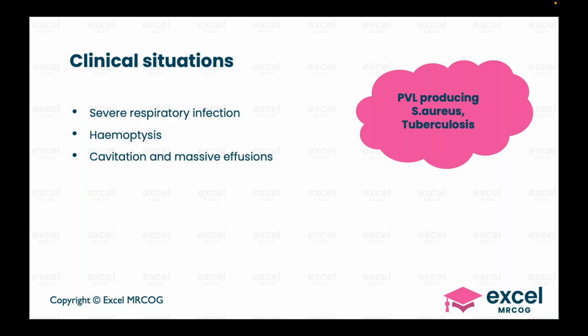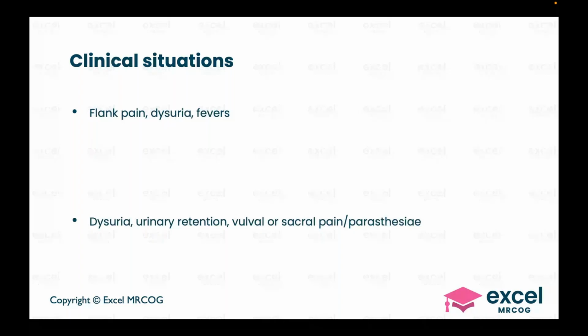PVL producing. So remember, PVL producing Staphylococcus causes mastitis, abscess in the breast, and abscess or hemorrhagic lung disease as well, so in the lungs. Okay. So remember, one of these two can cause hemoptysis. Remember the word, the buzzword would be hemoptysis. Then, flank pain, dysuria, fever. Organism?